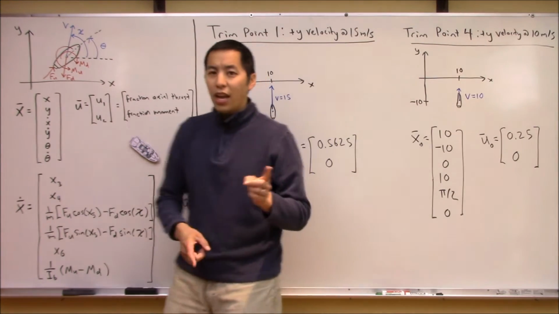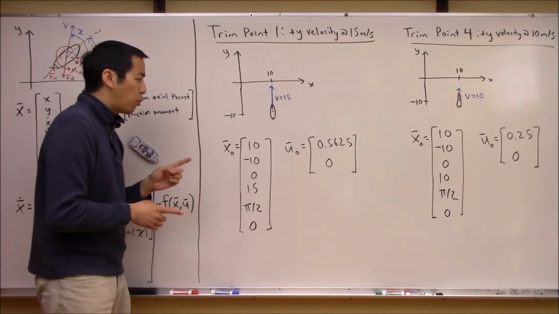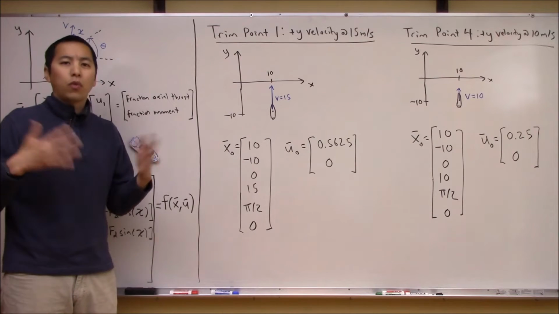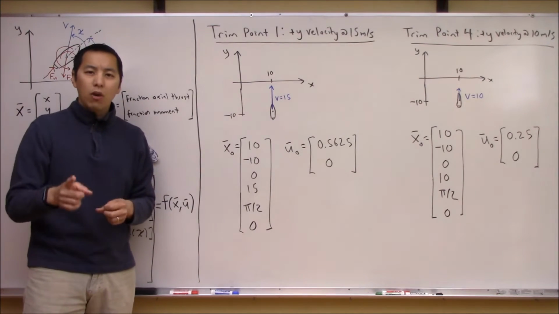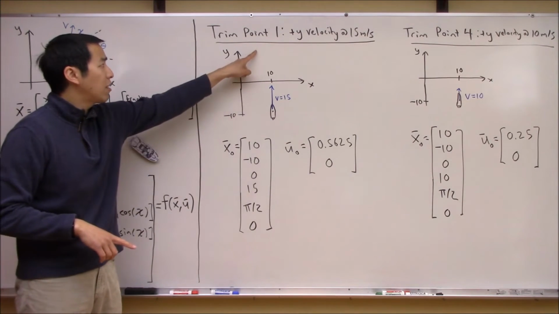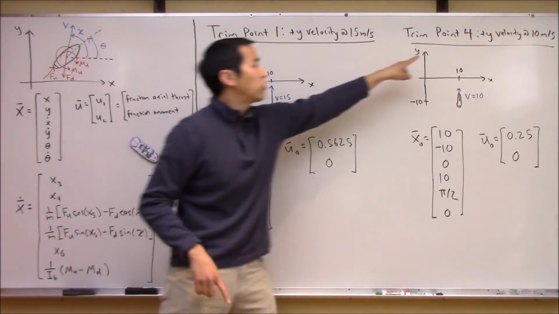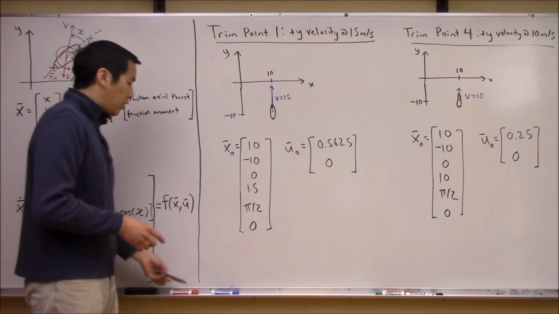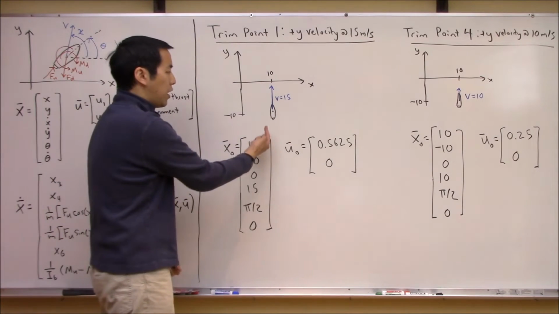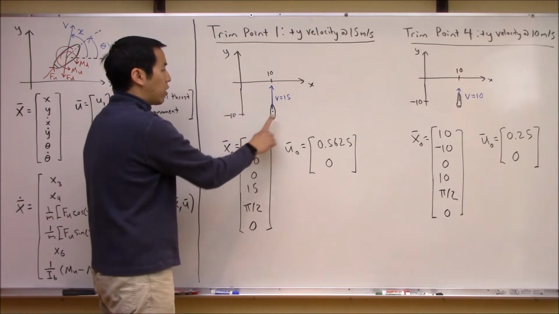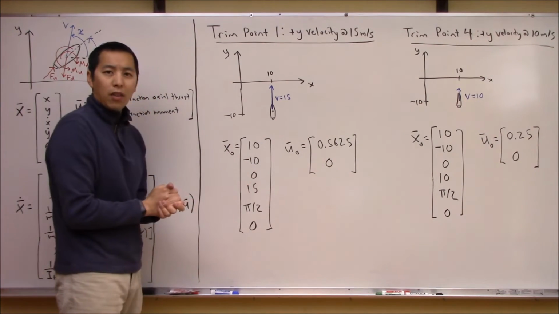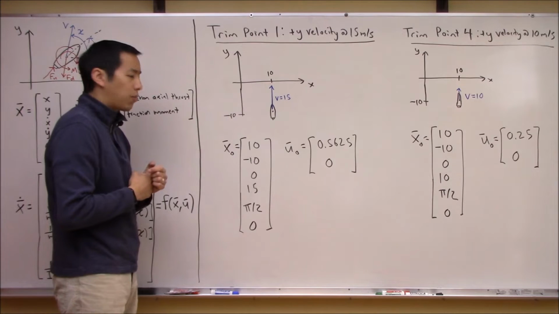And what we did in our last video discussing trim points was we found 4 different trim points for this vehicle, or 4 different operating points. What I want to do now is look at 2 of them. I want to look at case number 1, or trim point number 1, and trim point number 4. And these two are very, very simple trim points. The first one was the vehicle just heading in the positive y direction at 15 meters a second. And we saw that here's the trim point that is consistent with this operating condition.